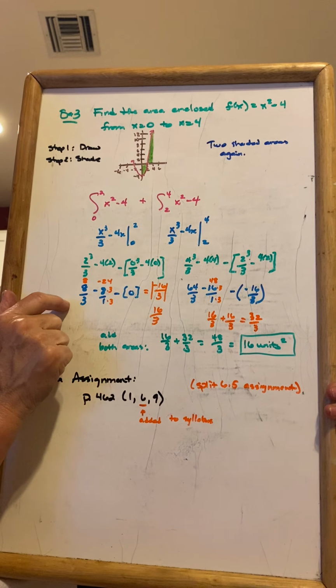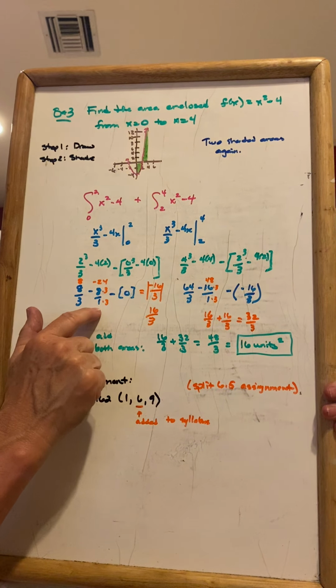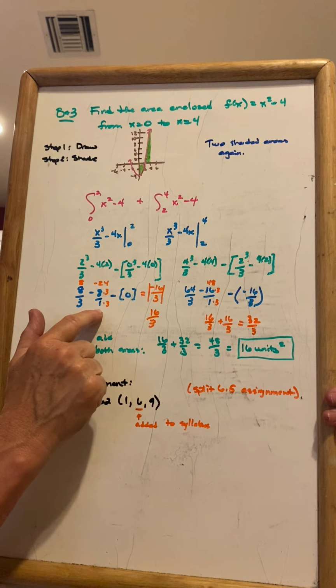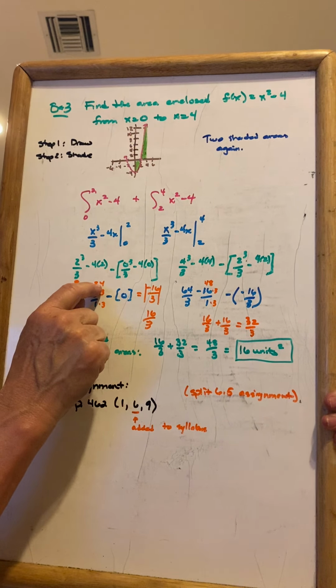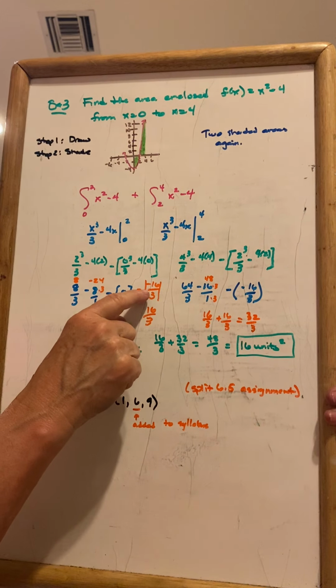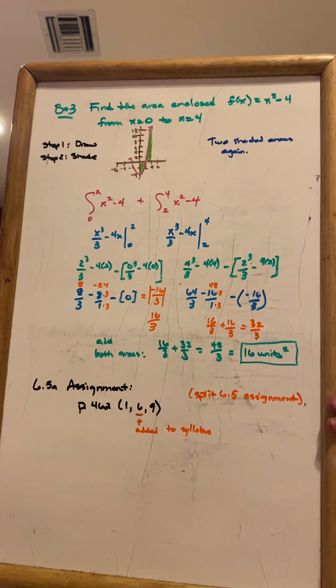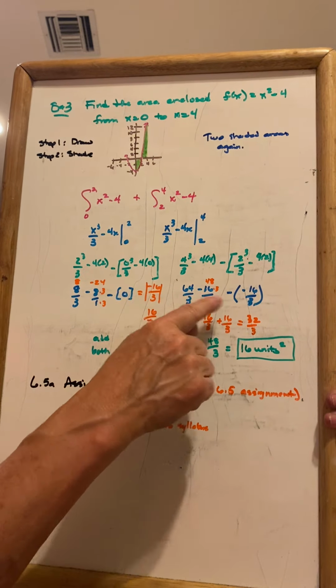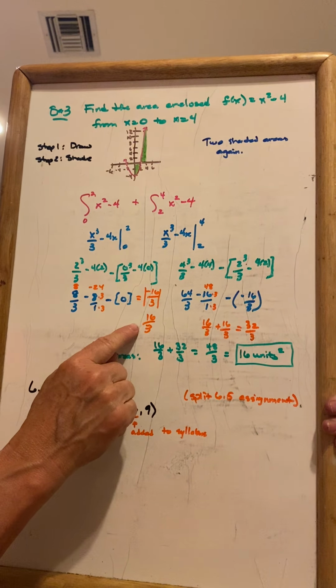So I have 8/3. 2 cubed over 3 was 8/3. Minus 4 times 2 is 8 over 1. I have to have a common denominator. So that was 3. So I multiply that times 3, and I get 8 minus 24, which gives me a negative 16/3. But what do you always have? Can you have a negative area? No. So before you add it together, you have to absolute value it. Before you add it together to get 16/3.